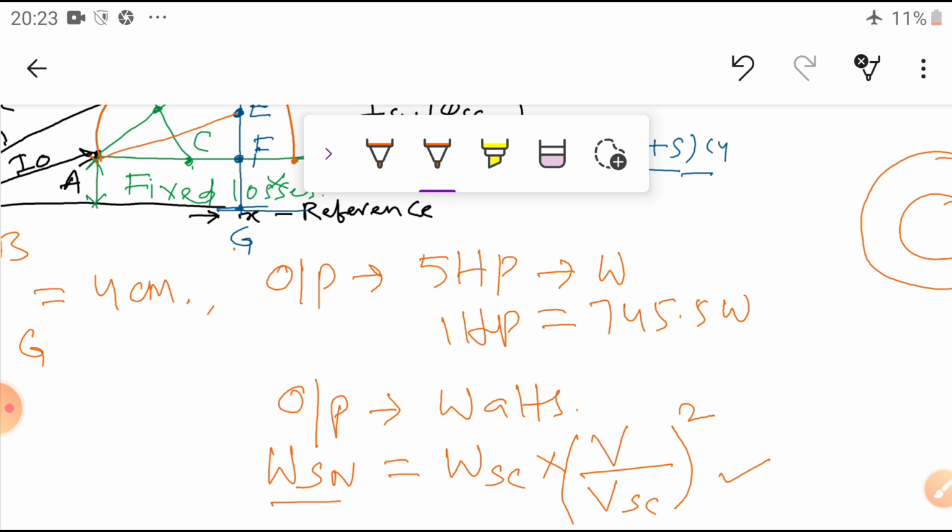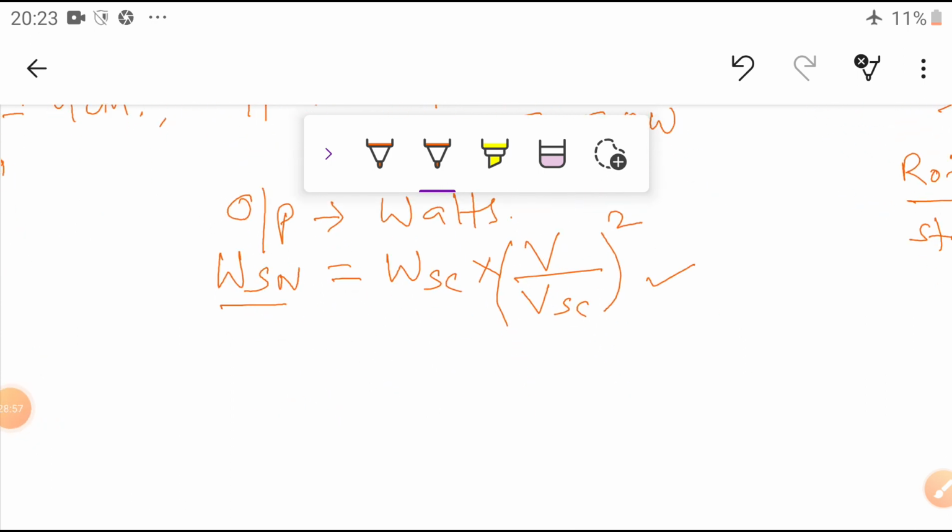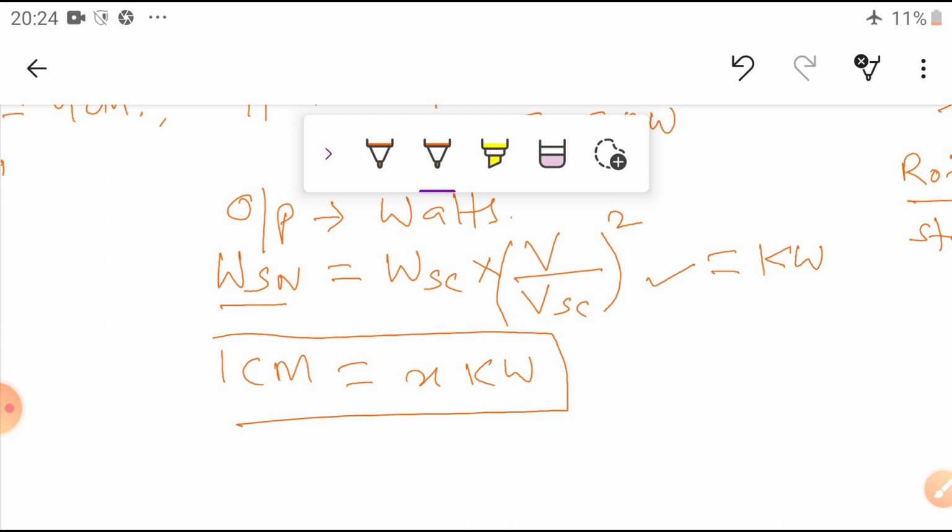So power scale is equal to, you calculate the length from G to, so the total length, you know it. So from this one, you are going to get some kilowatts. Then you are going to get 1 centimeter is equal to some x kilowatts. So that is the power scale.